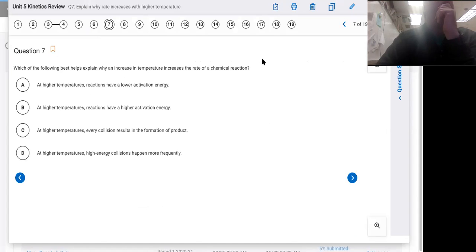Which of the following best helps explain why an increase in temperature increases the rate of the chemical reaction?